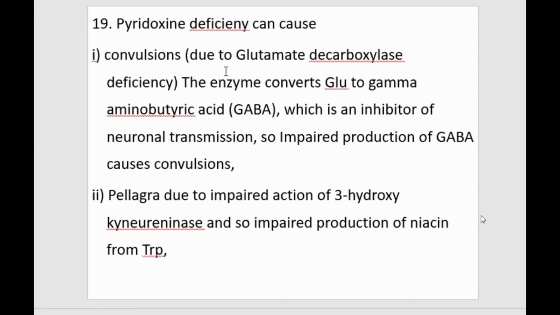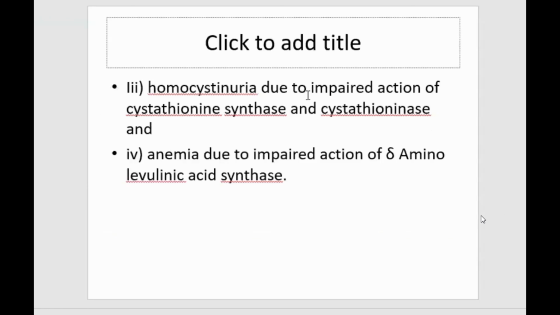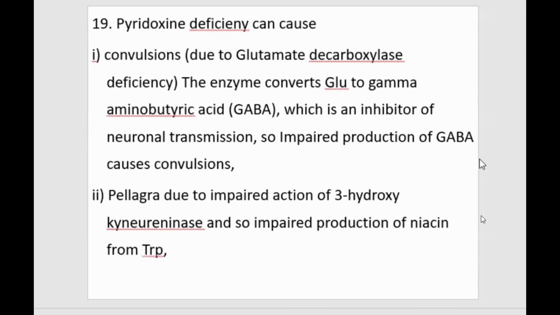Or pyridoxine deficiency can cause pellagra due to impaired action of 3-hydroxykynureninase. You have seen that, and so there is impaired production of niacin from tryptophan. Or homocystinuria. You have seen pyridoxal is required for cystathionase and cystathionine synthase. Pyridoxal phosphate is also necessary as a coenzyme for delta aminolevulinic acid synthase, which forms it from glycine and succinyl CoA. So delta aminolevulinic acid cannot be synthesized, heme synthesis will be impaired, and so anemia occurs. So all these things can occur as a result of pyridoxal phosphate deficiency, or as a result of the enzymes which are dependent on massive doses of pyridoxal phosphate for their functioning.